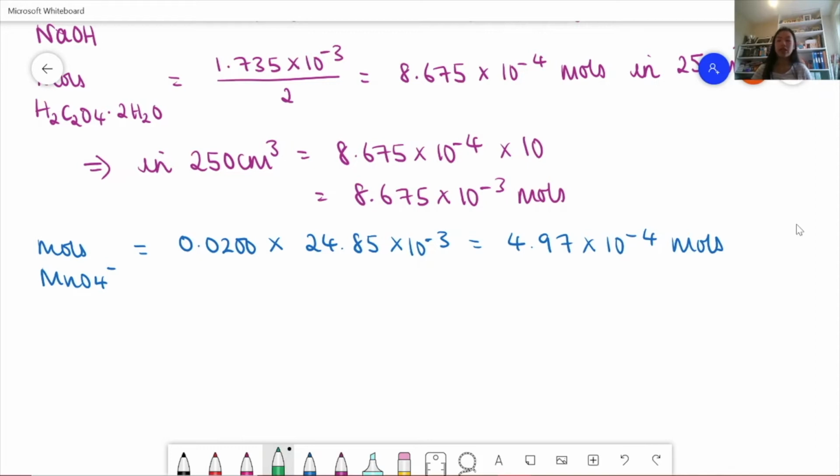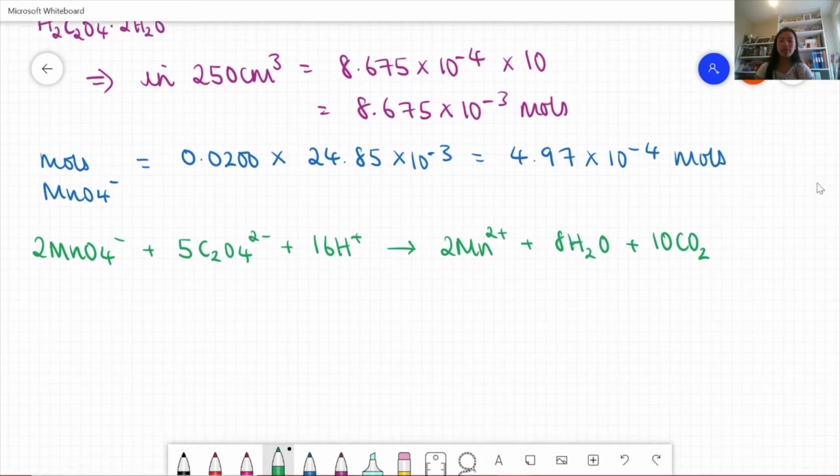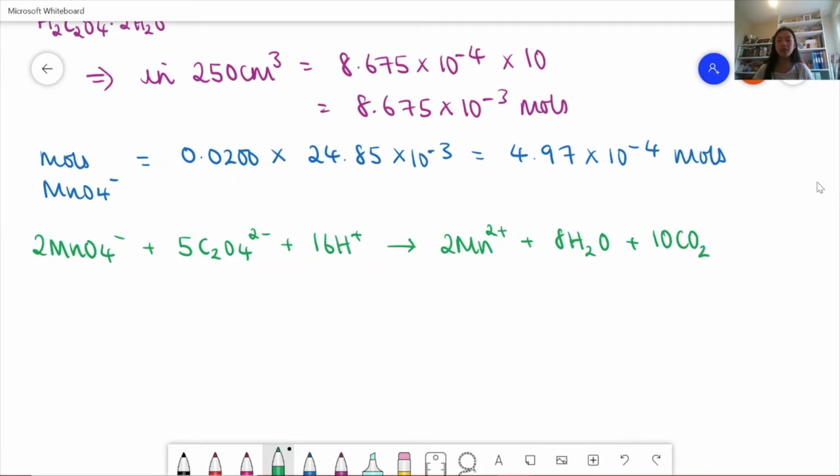So the overall equation is that we have 2 manganates reacting with 5 of these ethane dioates and 16 H pluses. And this is to form 2 Mn2 plus ions and 8 waters and also 10 carbon dioxides. And so now we can find the moles of this ethane dioate ion that we've used in the titration, because from the equation we can see it's a 2-to-5 ratio, and so we can use the moles of manganate to help us work it out.